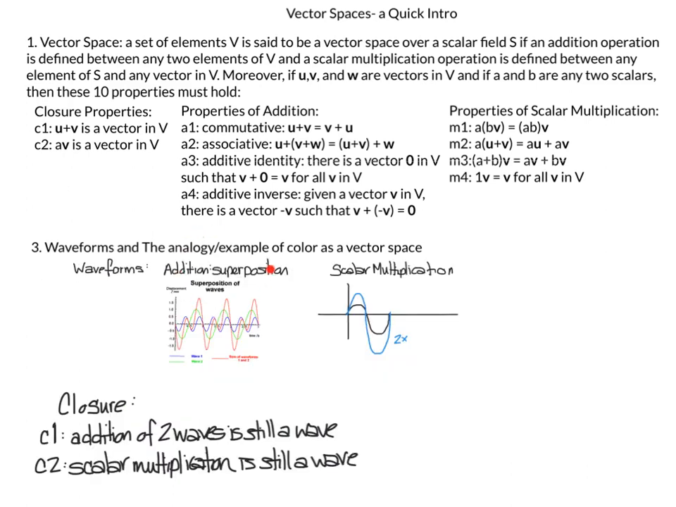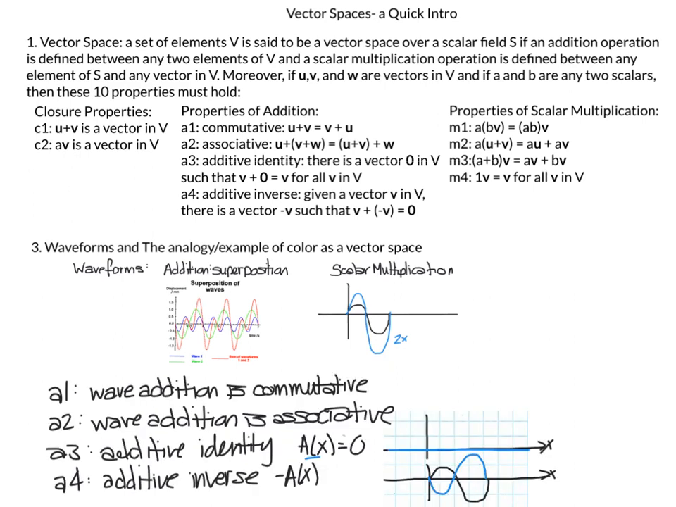Now that we have our two operations defined for waveforms, we can start looking at our properties. For closure, also, this is an illustration I forgot to tell you: we have a blue waveform, a green waveform, and then we add the two together to get the red waveform. The addition of two waves always gets you back a waveform, so it's closed. Scalar multiplication, again, always gives you another waveform, so scalar multiplication is also closed.